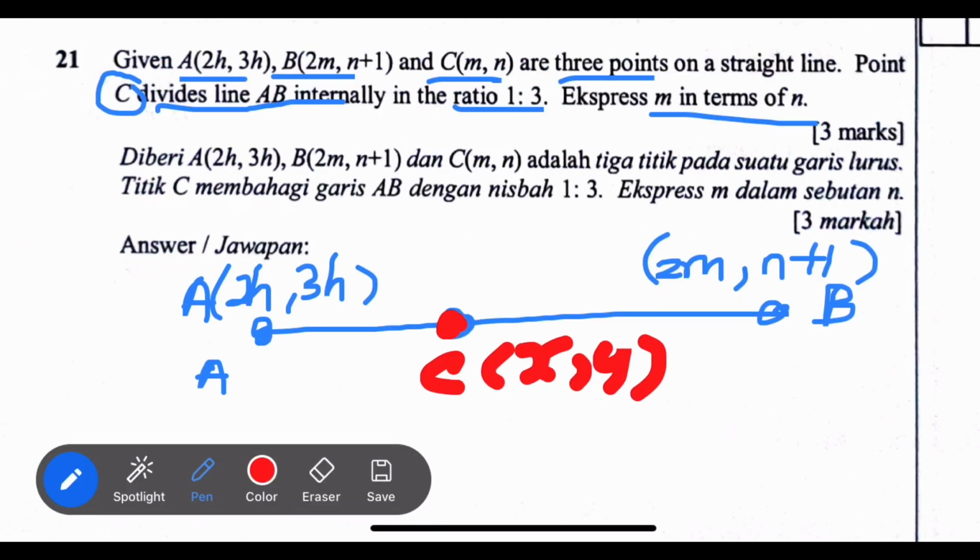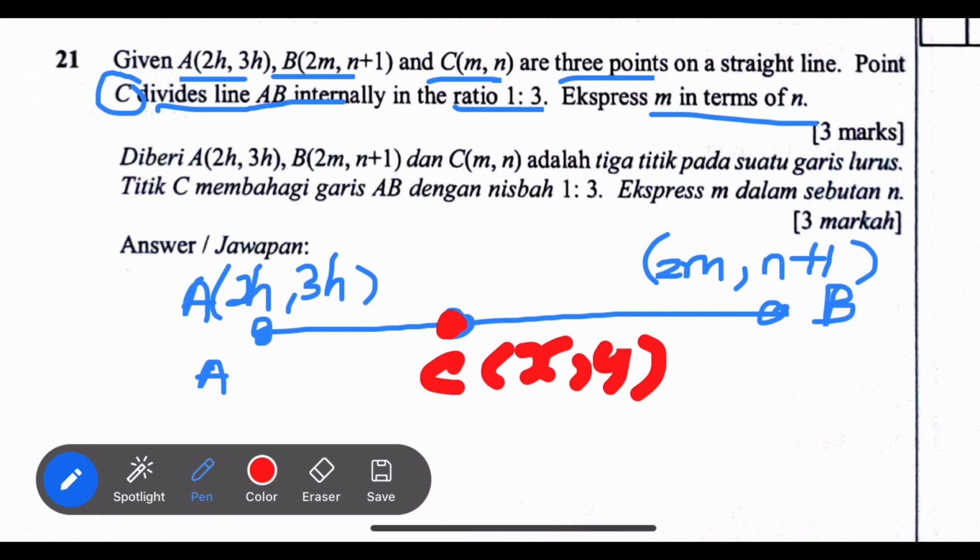Okay, question number 21. You are given A (2h, 3h), and B you have (2m, n plus 1), and then you have point C, which is (m, n). They are 3 points on a straight line. So point C divides the line AB internally in the ratio 1 to 3. Express m in terms of n.